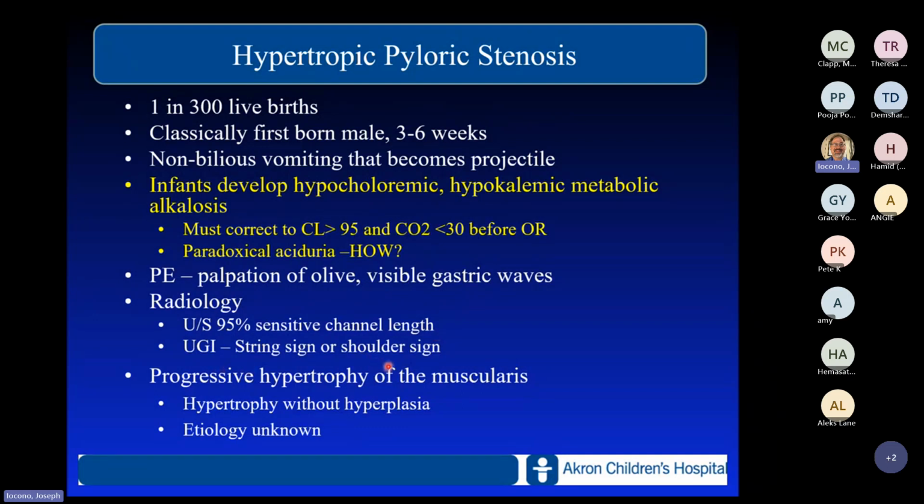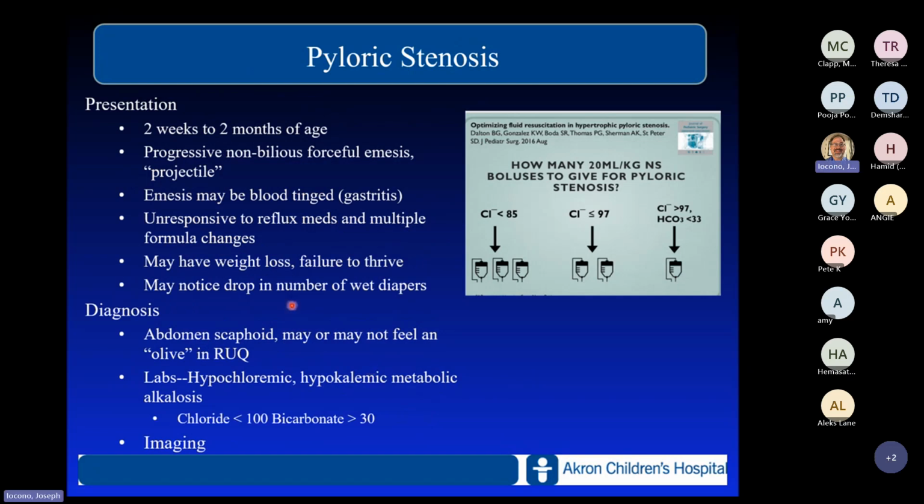An upper GI can still be done. You get a string sign or a shoulder sign. If you do an upper GI, just make sure you're suctioning it out. So you get hypertrophy without hyperplasia. The etiology is really unknown, but it's definitely inflammatory. It's probably post-infectious. So again, 2 weeks to 2 months of age.